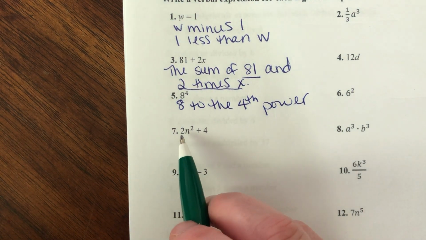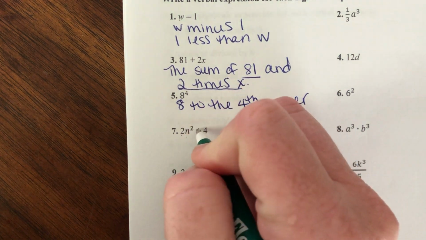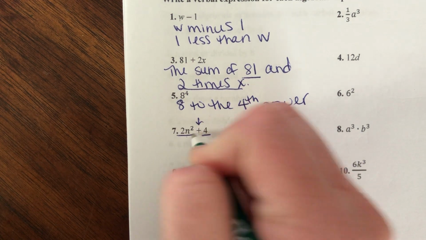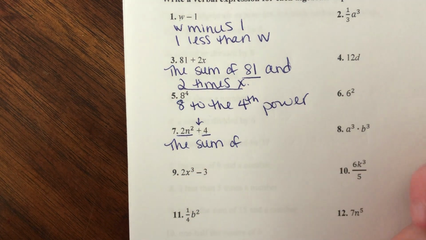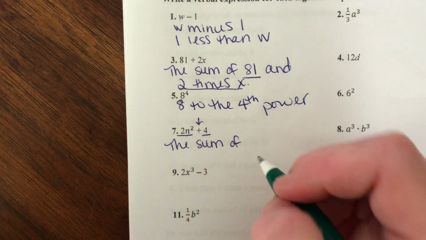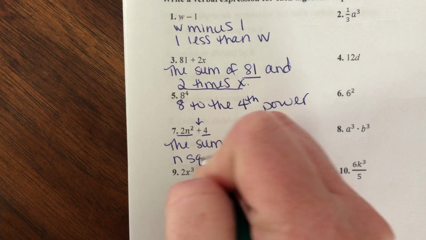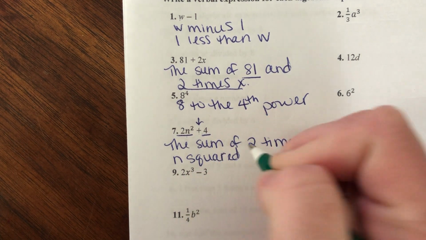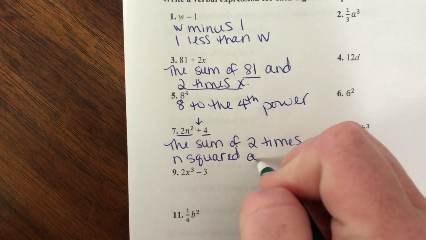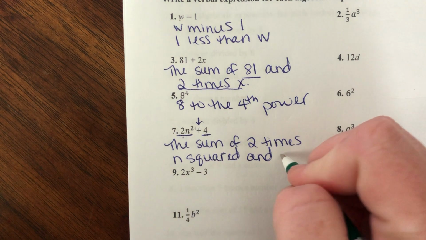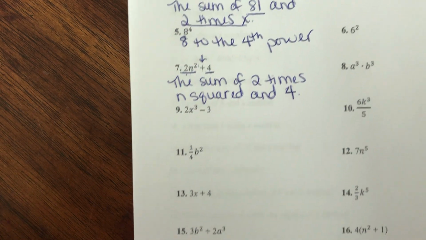Okay, number 7, we have 2n squared plus 4. Again, I can't write it that way. Because I'm adding two things, I'm going to say the sum of, how do I say 2n squared? I'm going to say 2 times n, and I have to write the word squared. I can't just put the little 2. I have to write it out verbally. So that was one thing, and the thing that I'm adding to it is 4. The sum of 2 times n squared and 4.